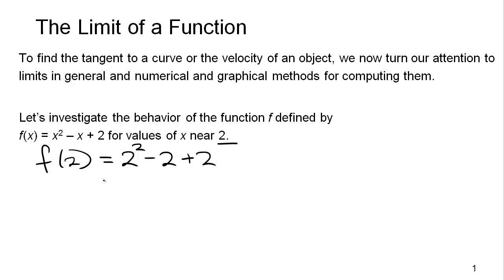In this particular case, we can do f of 2, and we can see we get 4 minus 2 plus 2, and we get 4. Okay? But we don't have to have that situation in order to still calculate a limit, because we're not asking the question what happens at 2, we're asking the question what happens as we get really super close to 2.